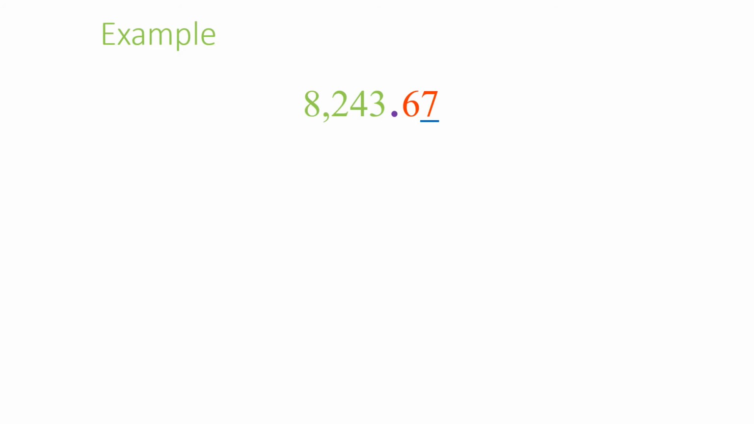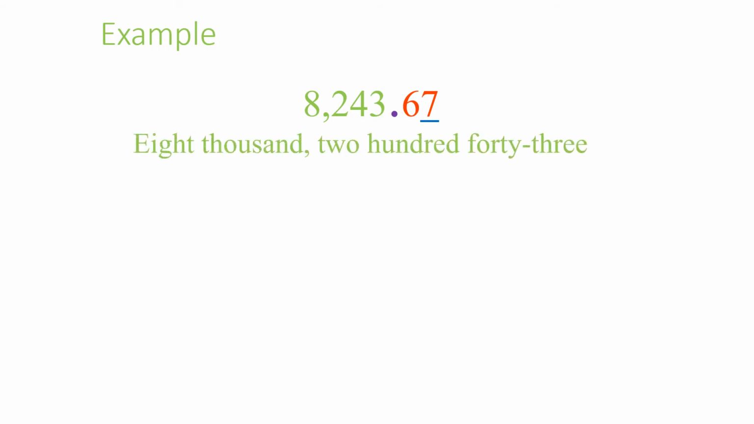Okay, now let's read also this number. This number will be 8,000. 8 and the name of our house, which is 1,000. 8,243. 243, and what does the decimal point read as? "And" 67 hundredths. 8,243 and 67 hundredths. Okay.